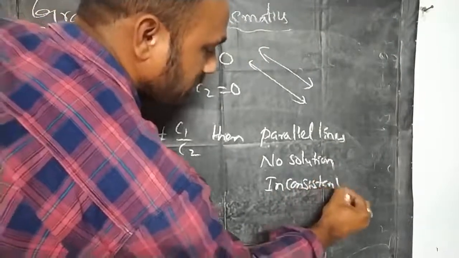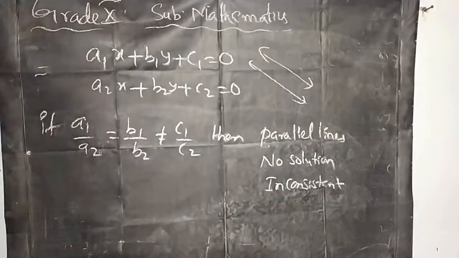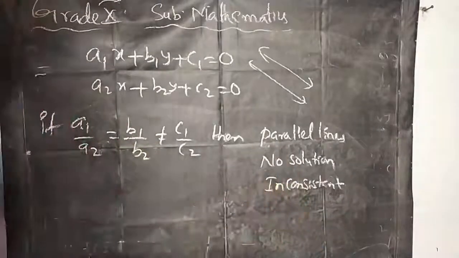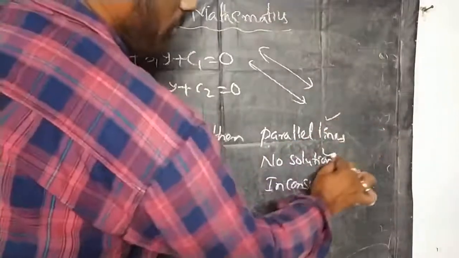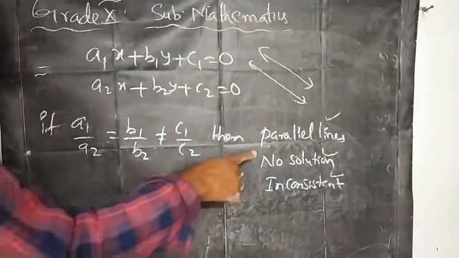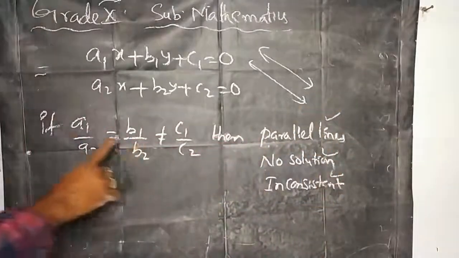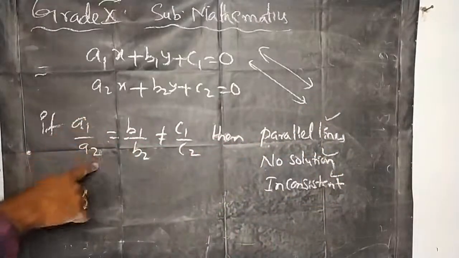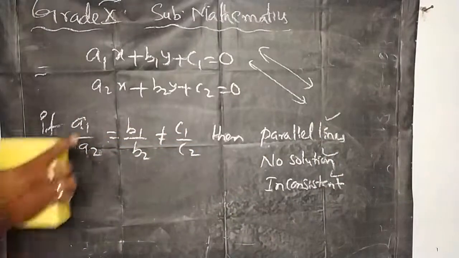Previously, we said consistent, right? Now, this time we have to call it inconsistent. So this is the condition for parallel lines. These three are also very important. We have to remember the three names. From the examination point of view, they may ask parallel lines, no solution, inconsistent. The three use the same concept: a1 by a2 is equal to b1 by b2, not equal to c1 by c2.